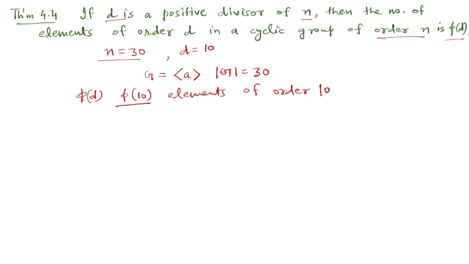So these numbers are 1, 3, 7 and 9. So there are four such numbers which are less than 10 and relatively prime to 10. So phi(10) is 4. So that means a cyclic group of order 30 has 4 elements of order 10.